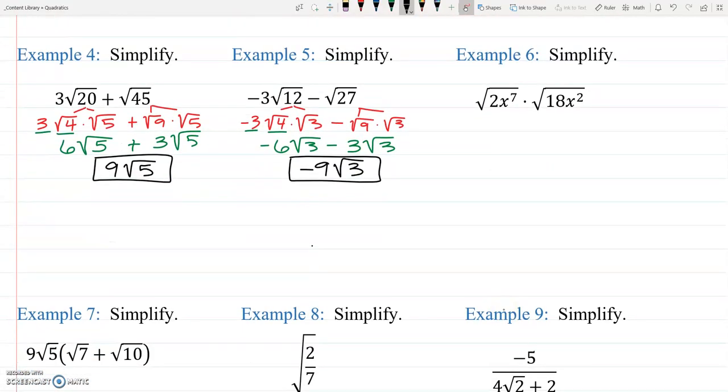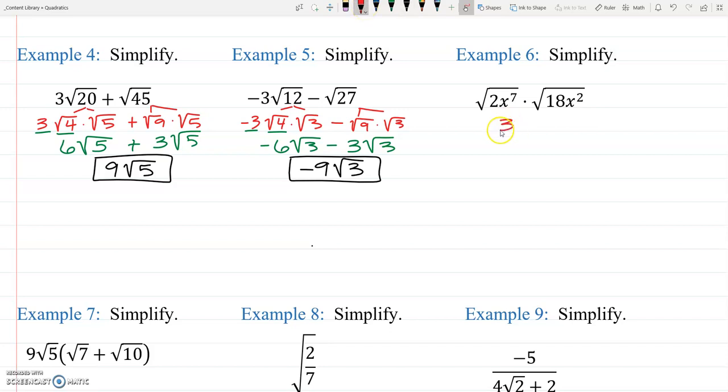Example 6 is multiply. Okay, and don't forget, multiply is simple. We're allowed to take a radical and break it apart into two things that multiply, so the opposite's true. We can take two radicals and multiply them back together, and I think that'll help to start. So I'm going to do that. So I'm going to put these back together.